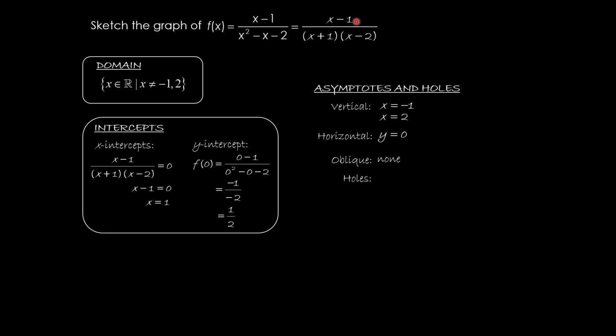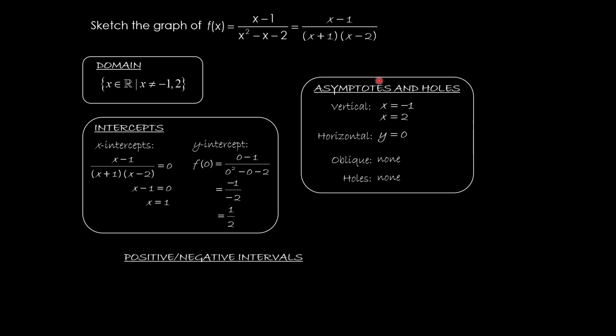Holes will occur when we have a common factor between the numerator and denominator of our function, and we do not have that here, so our function has no holes. All right, one more thing to talk about before we go and try to sketch the graph of this function, and that is we need to look at where the graph is positive and where it's negative. That is, where our function is greater than 0 or less than 0. So how do we do that?